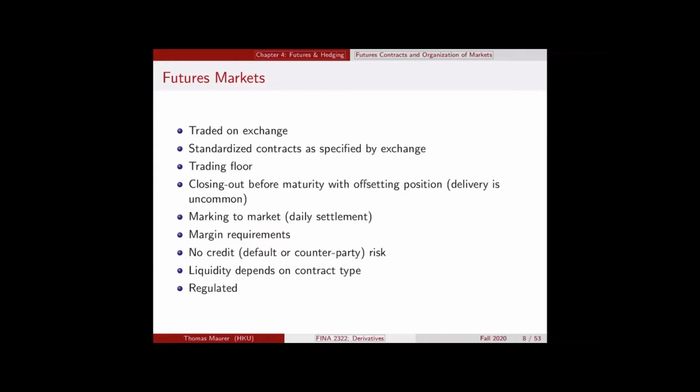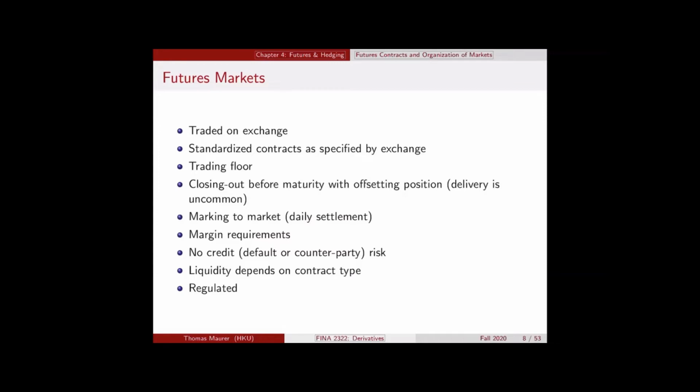So thanks to the marking to market and the margin requirements, the exchange guarantees that there will be no default of counterparties. So let's suppose you have a long position, and then suppose that the price of the underlying starts to increase more and more, and futures prices start to increase more and more. This would imply that the short position will have to pay money to you. So how does the exchange now handle this?